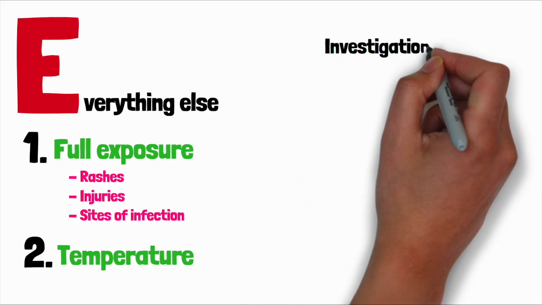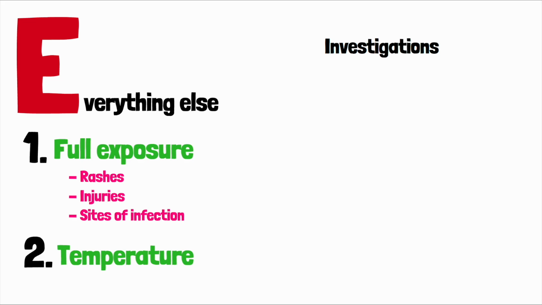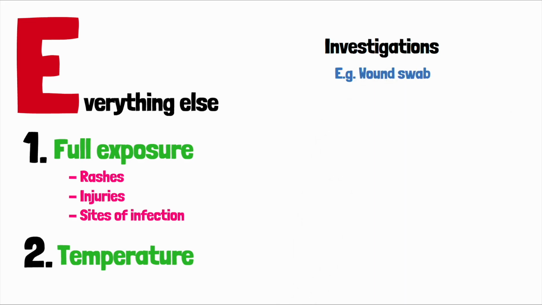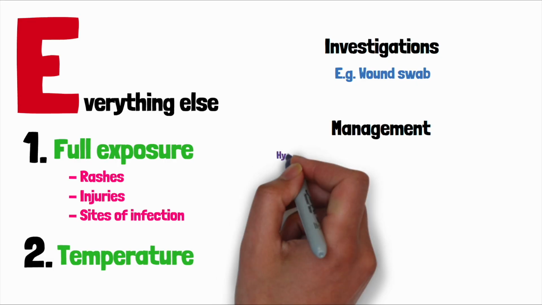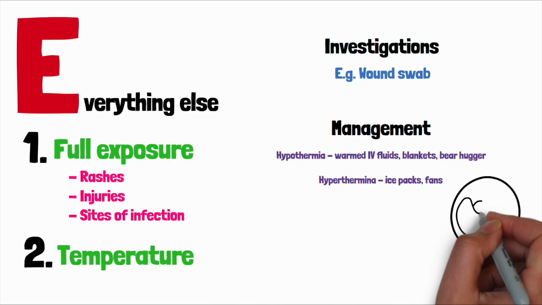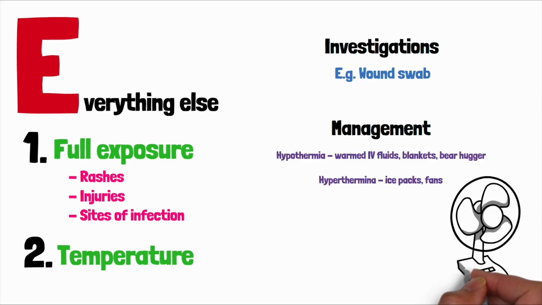You may be less likely to need to request investigations at this stage, and it will depend on what you find. For example, a wound swab may be indicated for an oozing skin lesion. Likewise, interventions will vary depending on what you find, but you may need to correct extremes in temperature, such as administering warmed IV fluids and using a bear hugger to treat hypothermia.